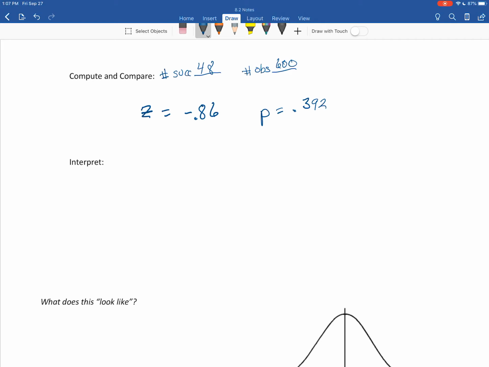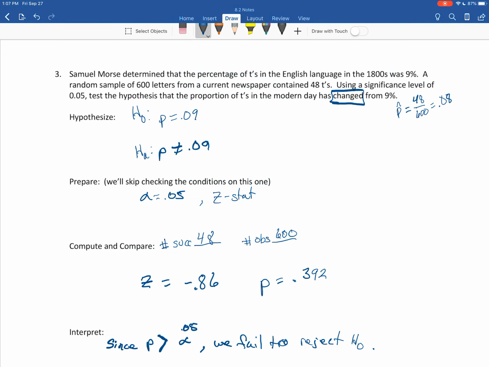Okay, now we've got a really big p-value this time. So since the p compared to 0.05, it's much bigger this time. So since p is greater than alpha, we need our longer sentence for this one. We haven't done one like this yet. So what this says is that we are going to fail to reject the null. We did not find enough evidence this time to toss this out.